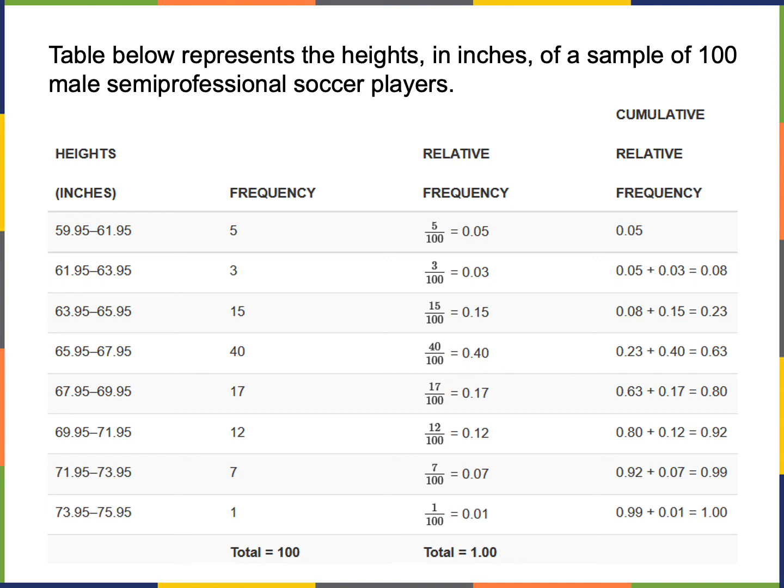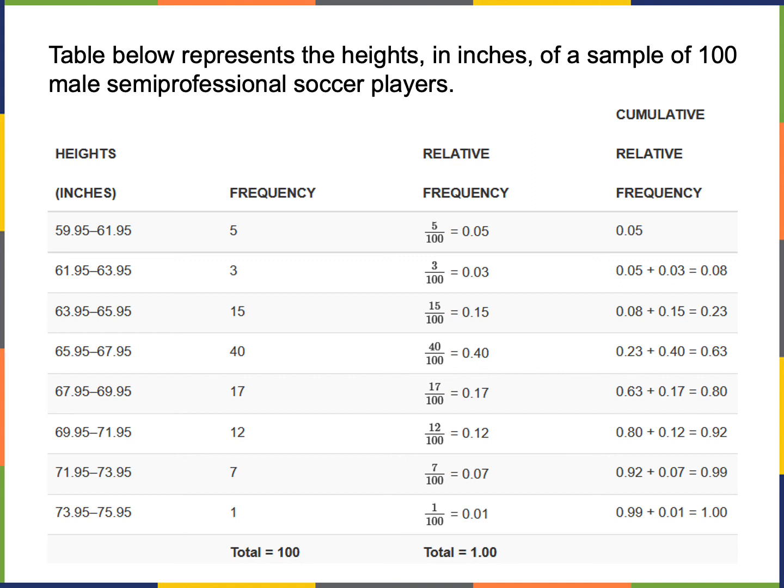3 of them are a little taller, between 61.95 and 63.95. Here's 15, and then 40, 17, 12, 7, and 1. And so the total number is 100. The relative frequency is the frequency over 100. So each one of these numbers over 100, you see that right here. And that adds up to 100 over 100, which is 1. Okay, so here it is expressed as decimals.